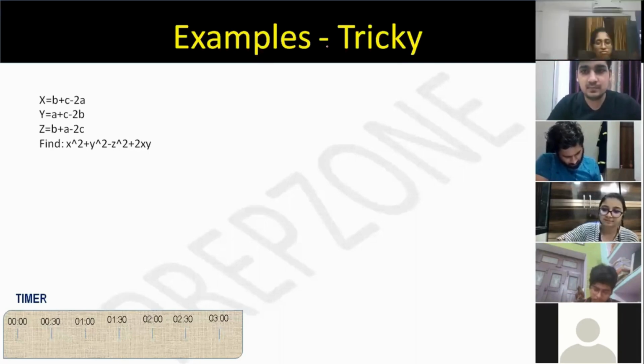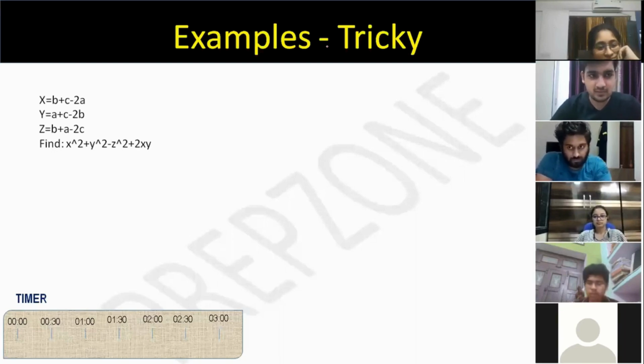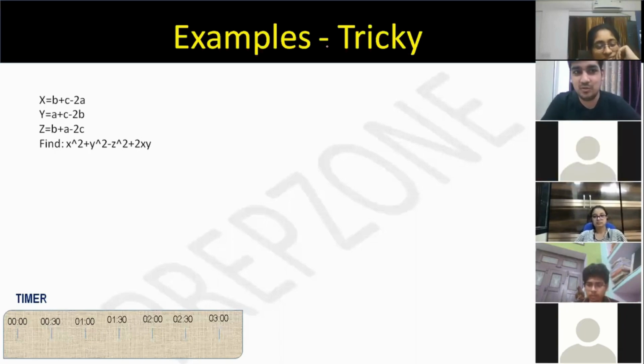Sir, I solved it by taking a equal to b equal to c equal to 1. Okay. So you basically added, and x plus y plus z is equal to 0. So I just put in the value, 1 minus 1, 0, like in the previous example. Good. This is also fine. I think all the methods are good. Answer is 0.